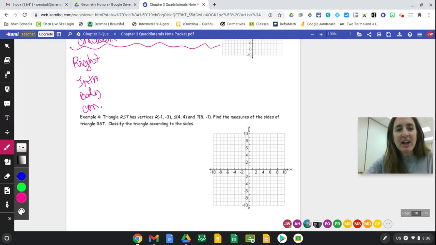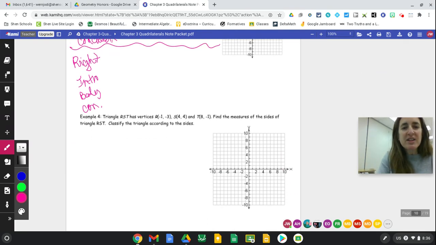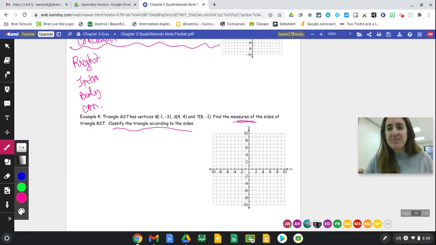And then down here, you're going to, given this triangle, find the measures of the sides. So you're going to use distance and then classify it. So you're going to decide, is it isosceles? Is it right? Is it scalene? All those things based on your findings from your measures of your sides.